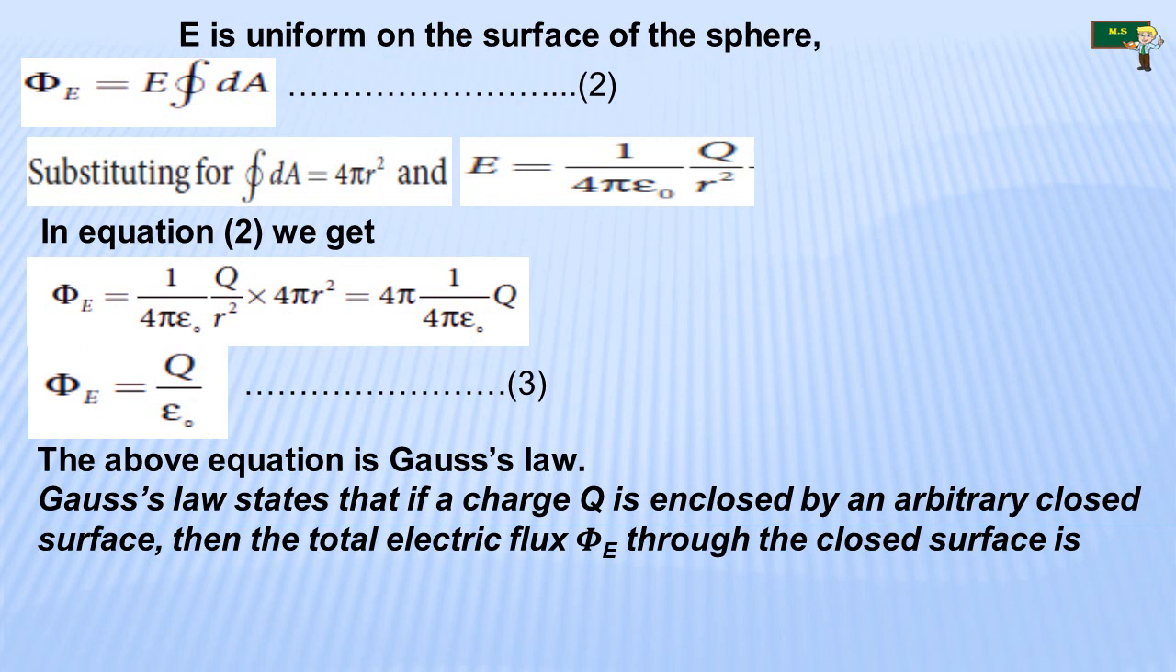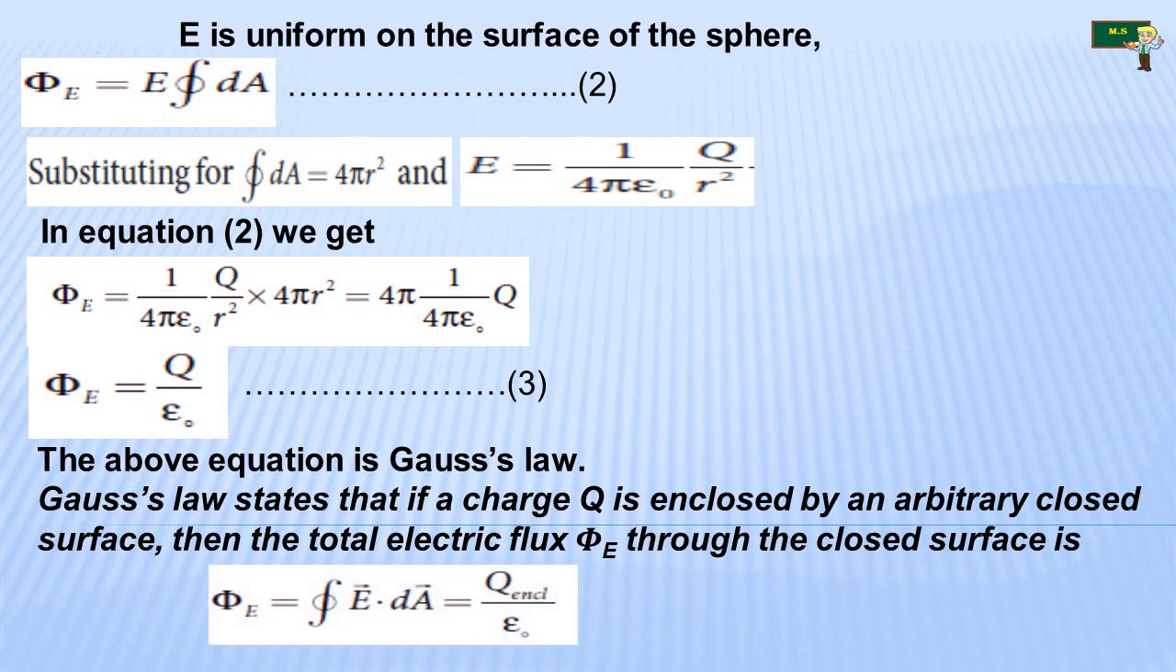Now the Gauss law states that if a charge q is enclosed by an arbitrary closed surface, that I explained using the equipotential surface, let me tell that again. If a charge q is enclosed by an arbitrary closed surface, then the total electric flux phi E through the closed surface is phi E is equal to the closed integral of E dot dA is equal to q enclosed divided by epsilon naught.